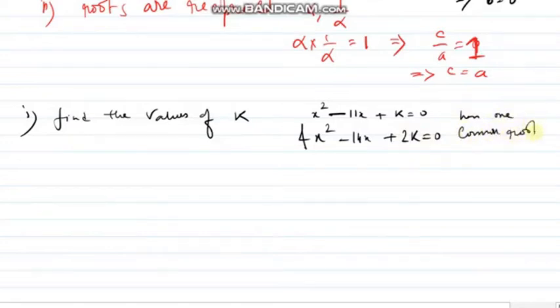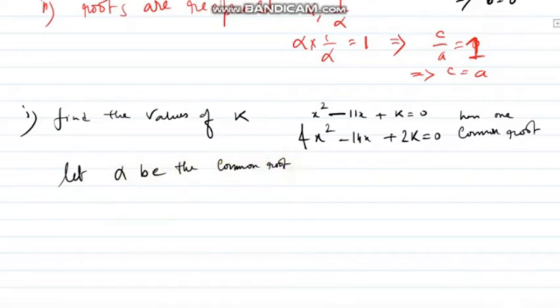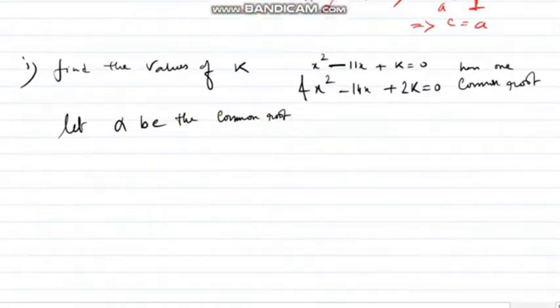So what's the meaning of common root? There has to be one equal root in both the equations. So the first equation may have roots alpha and beta, and the second equation can have roots alpha and gamma, so that alpha is the common root. So first we will let alpha be the common root. What's the characteristic of a root? A root will satisfy the equation.